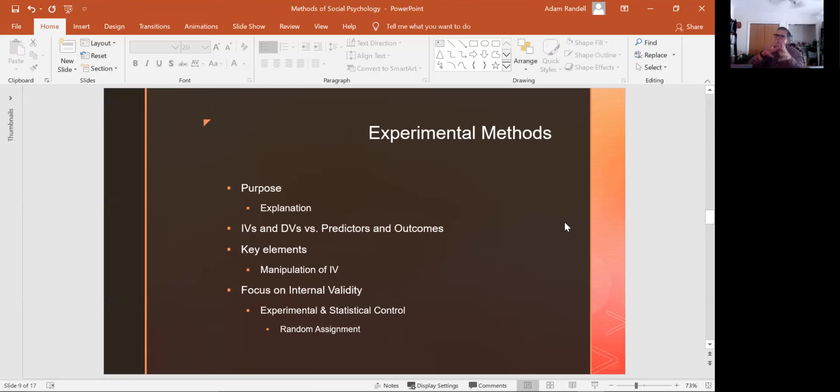All right? And experiments are for the purpose of explanation. Experiments are designed for the purpose of helping us identify what causes what. So in experiments, we have a special kind of predictor or predicting variable called an IV, an independent variable. It's independent because it's independent of any of the other variables in the study. Whether it's high or low, whether it's 1 or 0, it's independent of any other variable in the study.